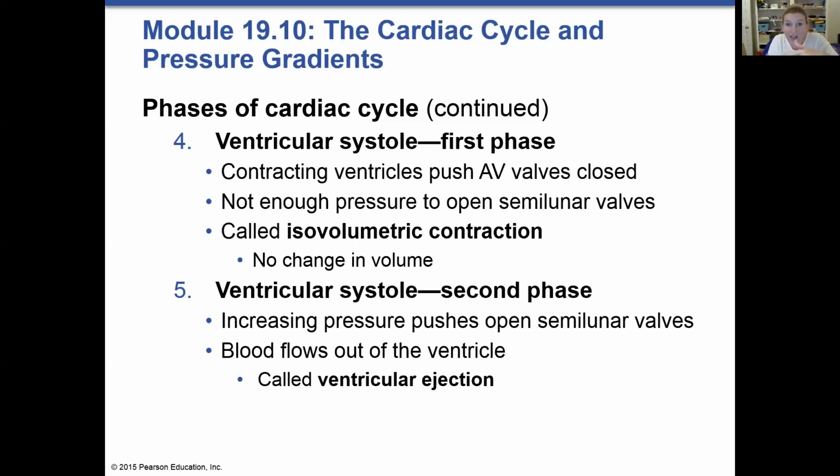I'm weird. And then you take that lid off and you get that ejection phase where the blood erupts out of the heart and goes to where it needs to go.